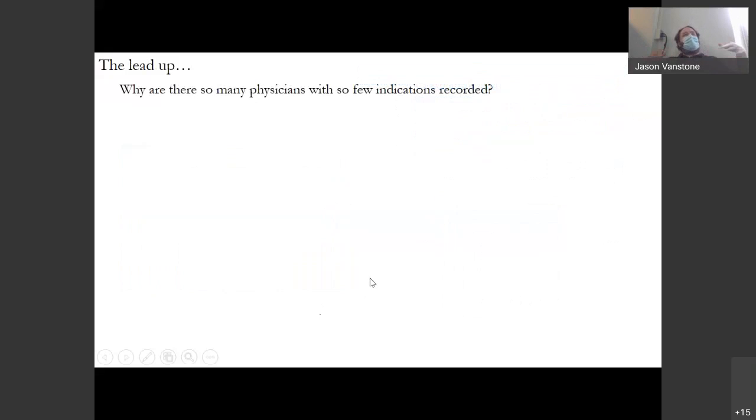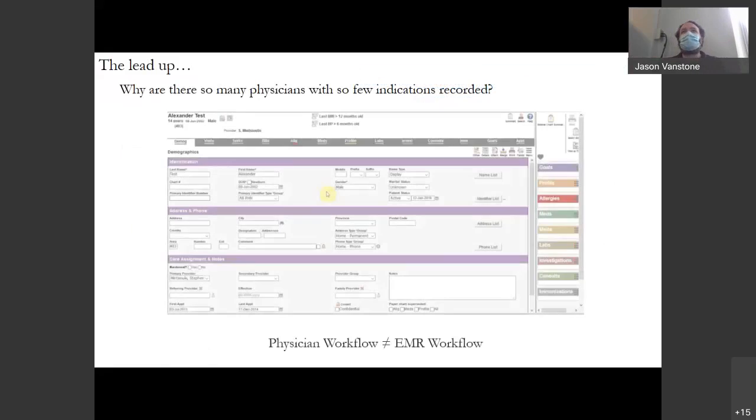So the lead up to this, again, we didn't just jump into this and start telling them, do better, here it is. We wanted to better understand the context around why we weren't seeing indications in those EMRs, so that we could try and deal with those problems first, so that the only barrier was just the motivational aspect. So the first thing, we talked to those groups when we were going out and presenting this to them and said, okay, why is it that we have so many physicians with so few indications being recorded?